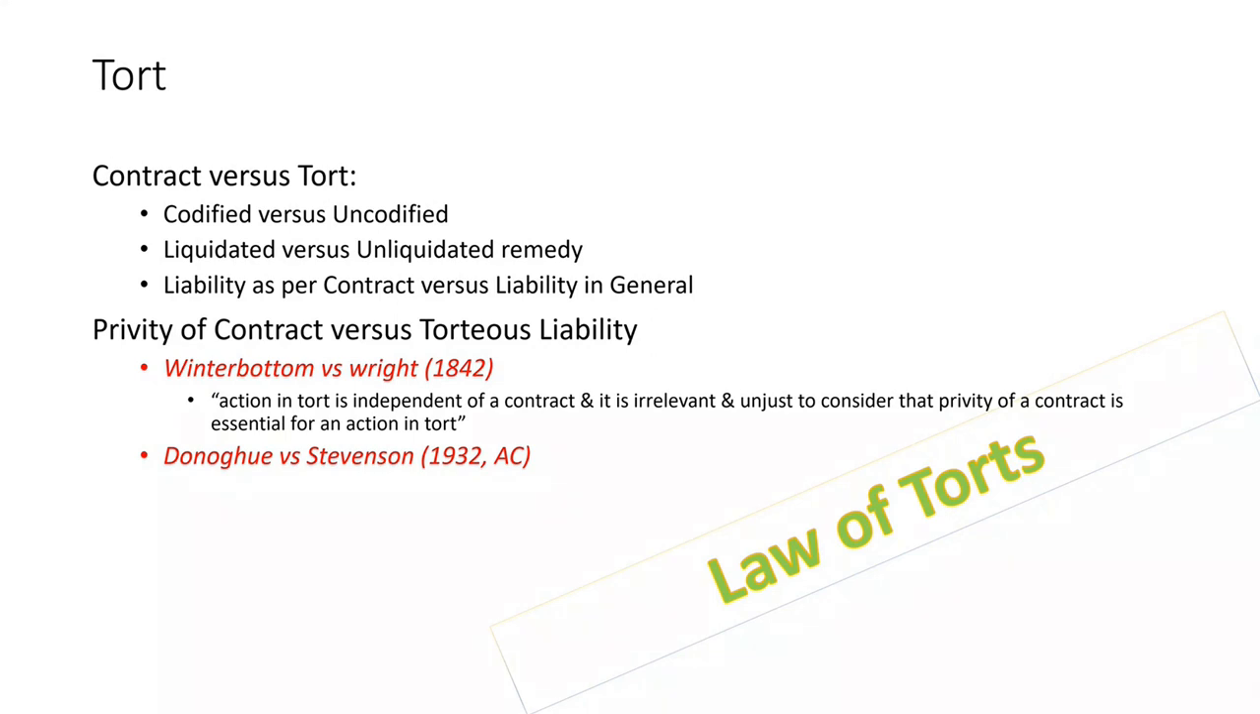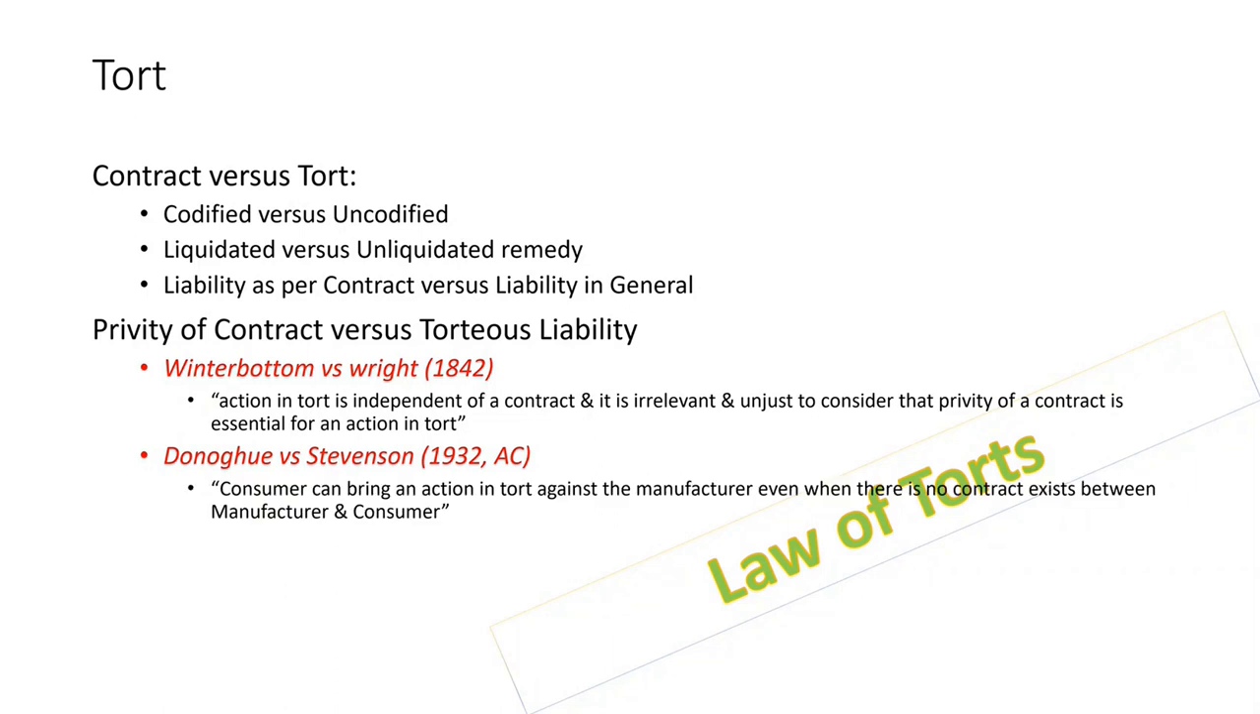This is the tortious liability. It's a consumer problem. So the purpose of telling you is: is there privity of contract in tortious liability? No, because tortious liability is independent of contract. Contract itself is not applicable in tortious liability. So the court decided a consumer can bring an action in tort against the manufacturer even when there is no contract between the manufacturer and the customer. This was a landmark judgment. It's implied, right? Yeah.